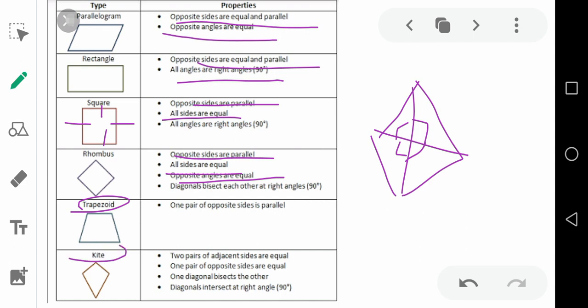Then comes the next one, kite. In a kite, two pairs of adjacent sides are equal. Adjacent sides, you know, right? With the same common vertex. So these two are equal, and same way these two are equal. So that is what a kite is. One diagonal bisects the other. Bisect means divide into two equal halves. Diagonals intersect at right angles. These are the properties of different types of quadrilaterals.